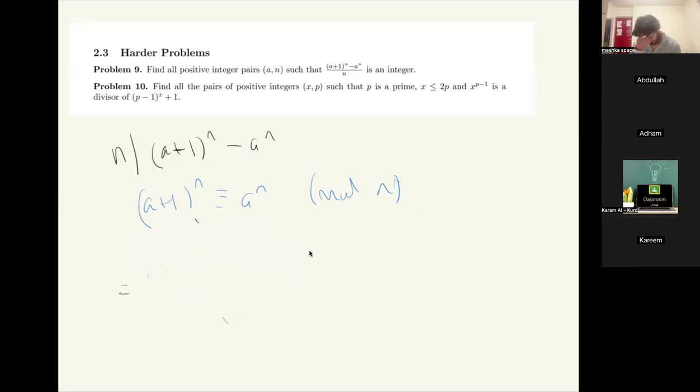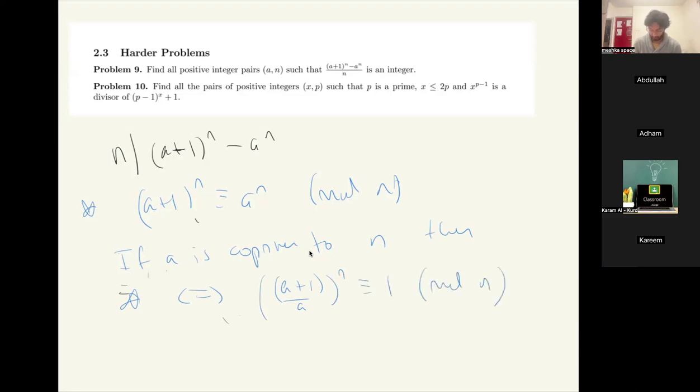Oh, okay. Here's one thing. If a is coprime to n, then this statement is equivalent to (a plus 1) over a, which I understand as (a plus 1) times a inverse mod n, to the power of n being congruent to 1 mod n, right?